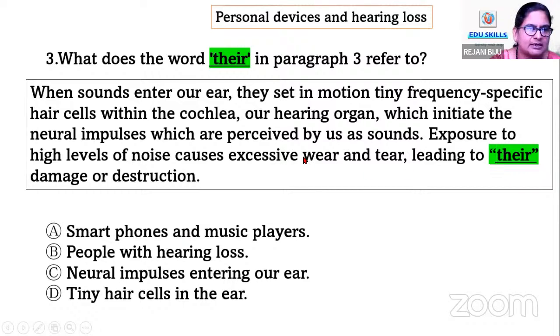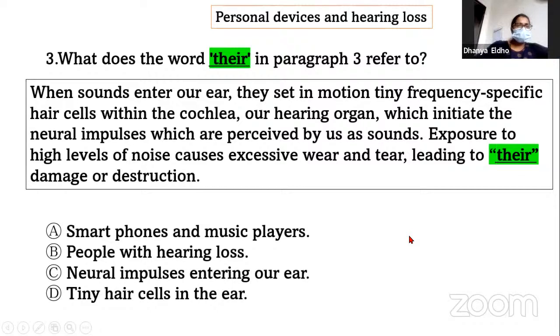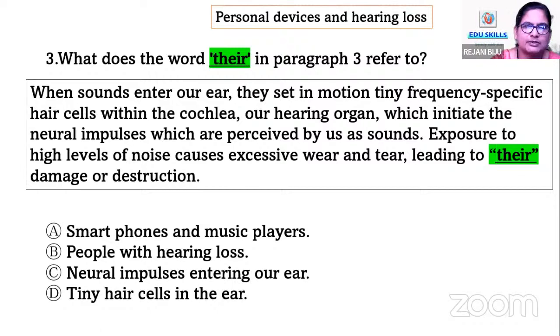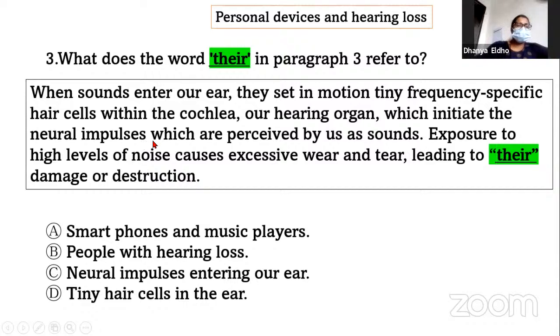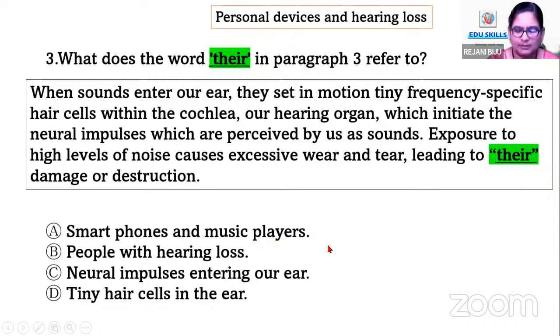The next, in the answer part also it is given, exposure to high levels of noise causes excessive wear and tear, leading to their damage or destruction. There it means the tiny hair cells in the ear. So a part or organ or anything may be damaged. It will not be the impulses which are perceived by us. Is it the neural impulses? No, impulse is not an organ. Like that you can confirm the answer if you have doubt on the options.